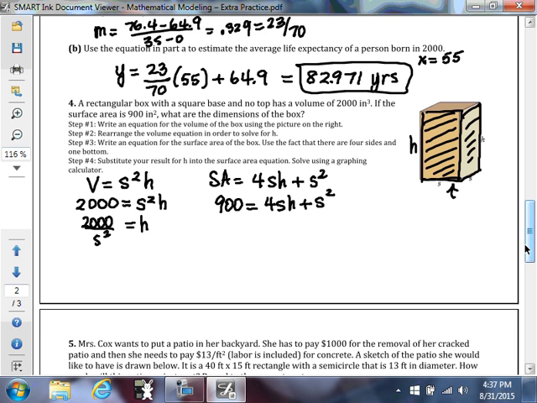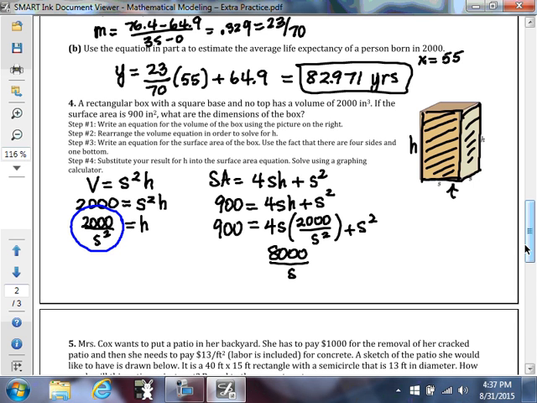But the problem is that I have 2 variables, s and h. So I need to solve for one of those variables, which I've already done. I found that h was 2,000 over s squared. So I replace h with 2,000 over s squared, plus s squared. And now at this point you could graph y1 and y2 and find the intersection point. Or you can multiply and reduce. So we should get 8,000 over s plus s squared minus 900 equals 0. And we could find the x-intercept.